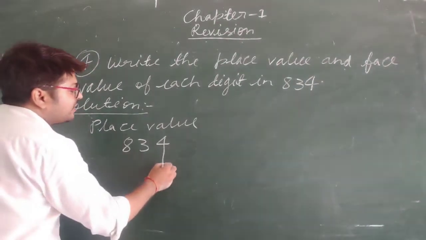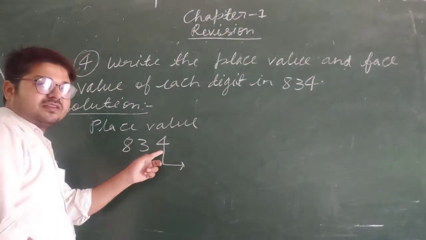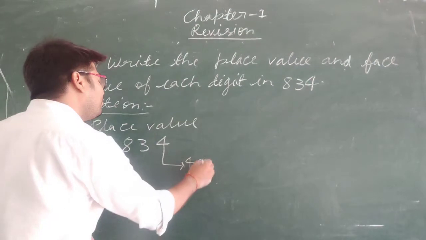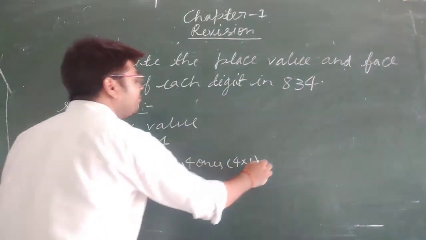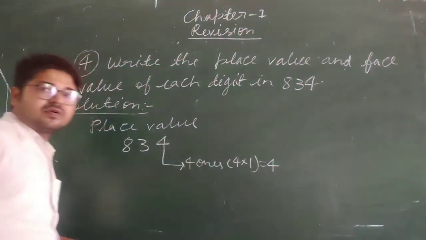So 4 is at which place, beta? 4 is at ones place. So you have to write here 4 ones. 4 ones means 4 will be multiplied by 1. There will be 4. Okay.